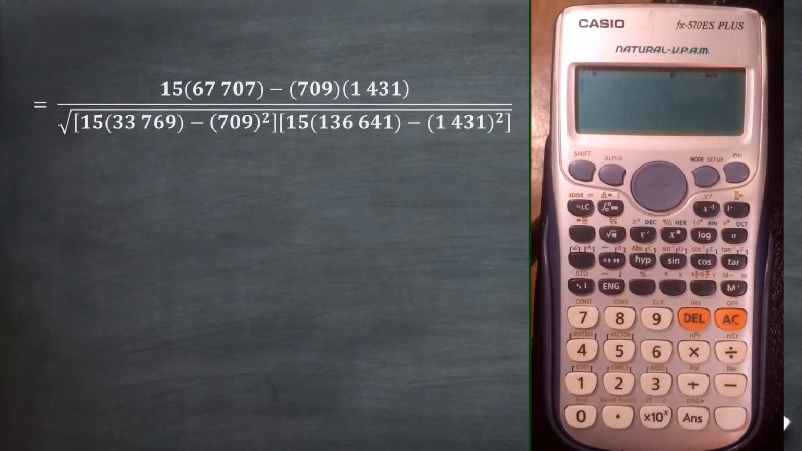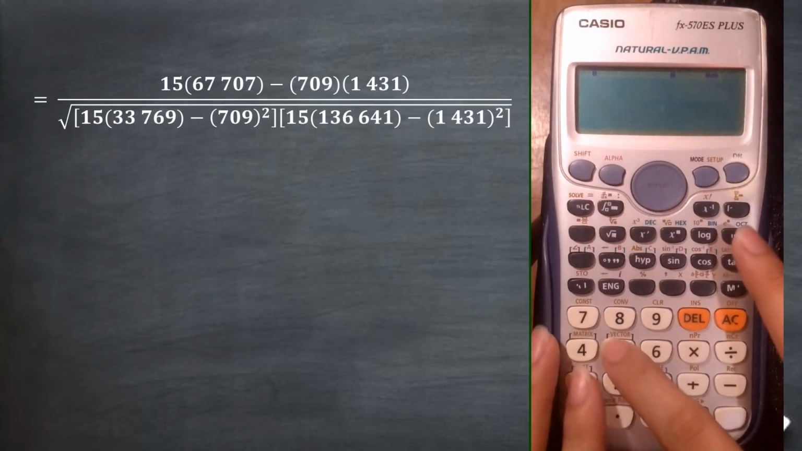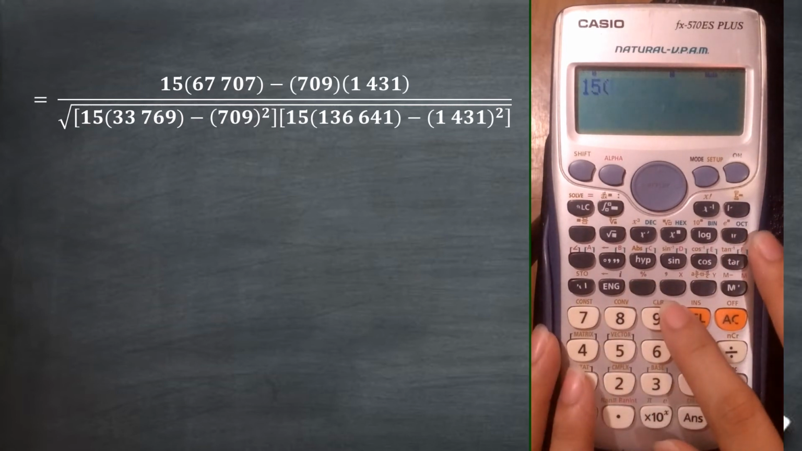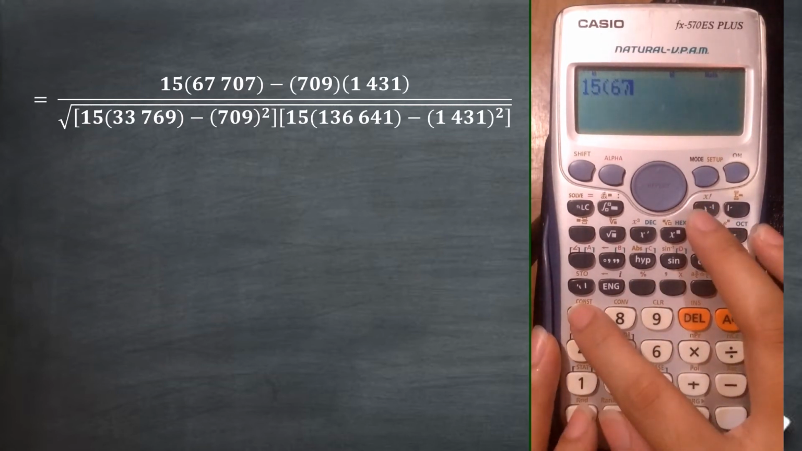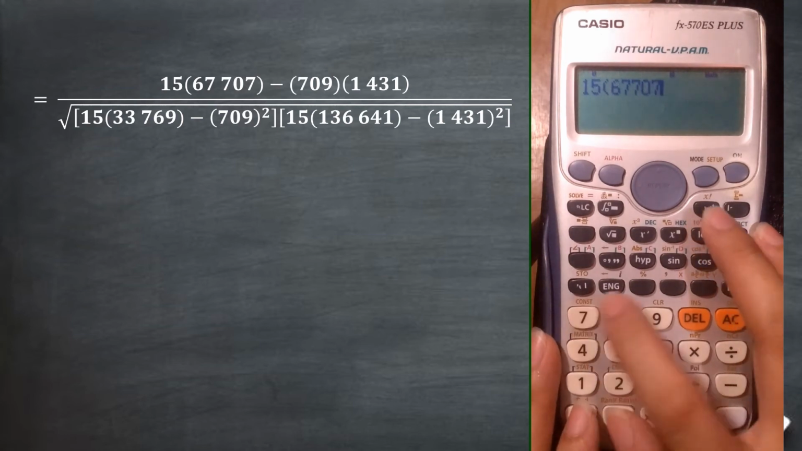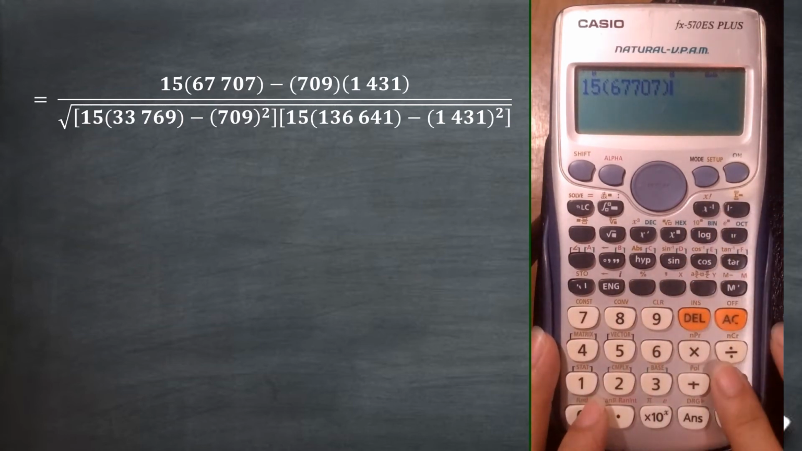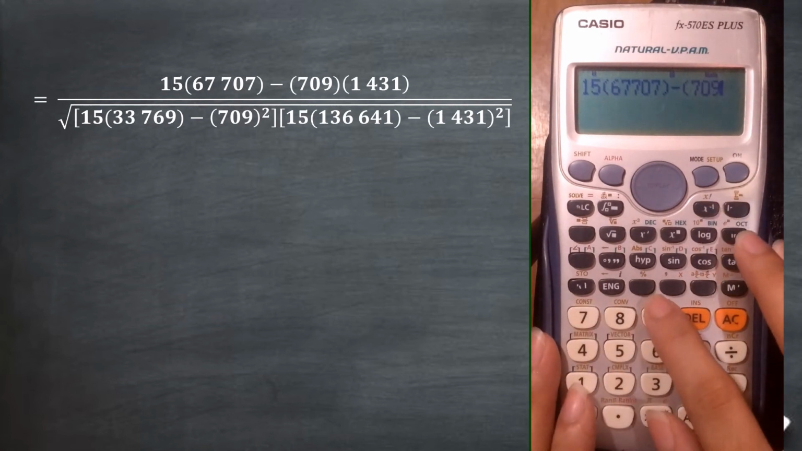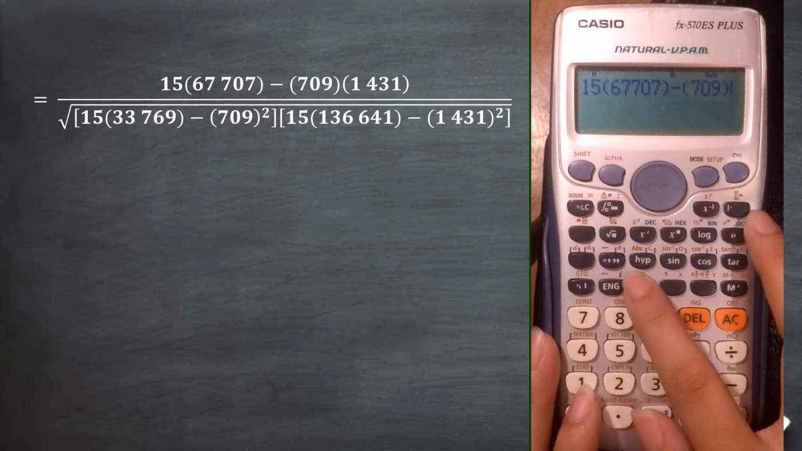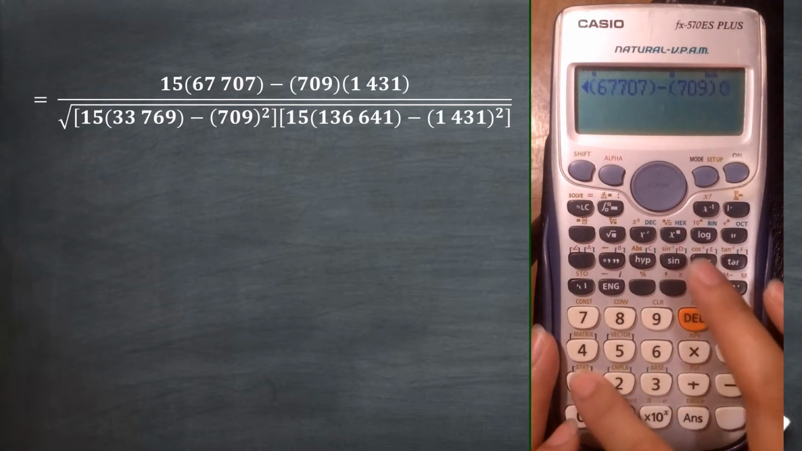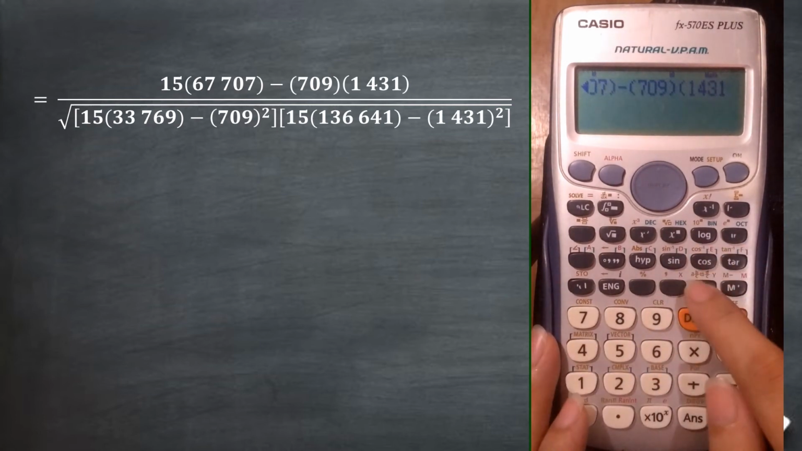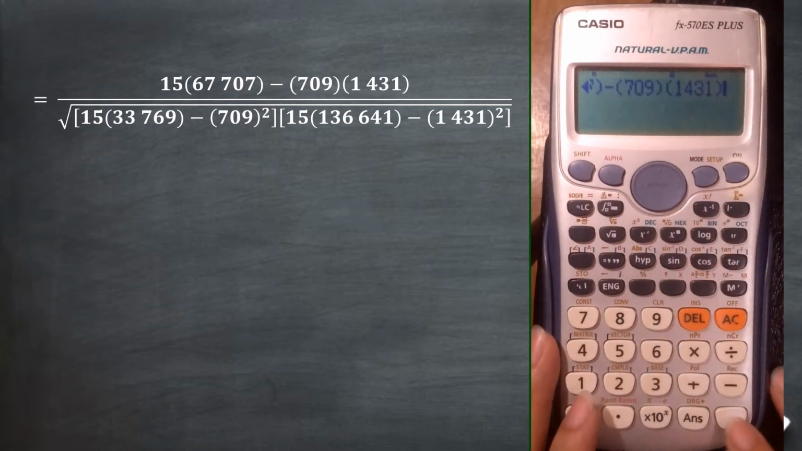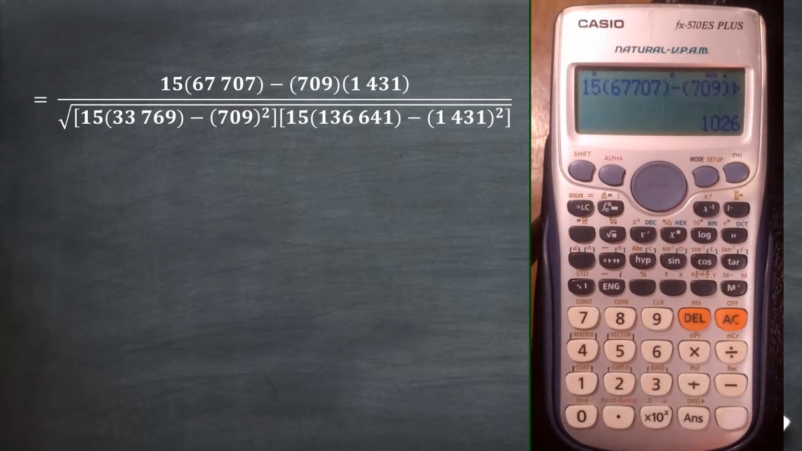For the numerator, we have 15 multiplied by 67,707 close parentheses minus open parentheses 709 multiplied by 1,431, then equal sign. This is the value for your numerator.